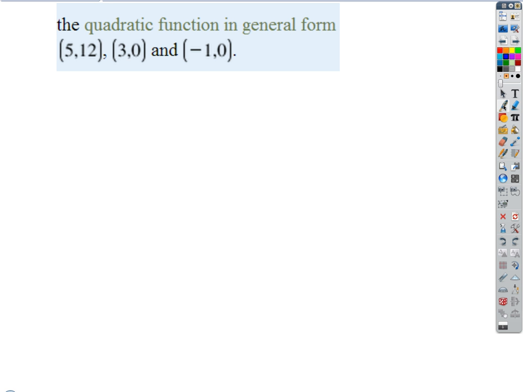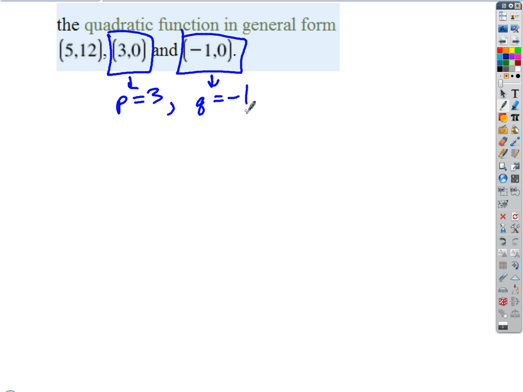Okay, look at these points right here. Right, this is the part you have to recognize on this one to make it easy. What does it mean when the y-coordinate is 0? Yeah, those are x-intercepts, right? So those are P and Q. So this tells us that P is 3, Q is negative 1. So I can plug those into factor form and just get y equals a times x minus P, so x minus 3, times x minus Q, so x plus 1.